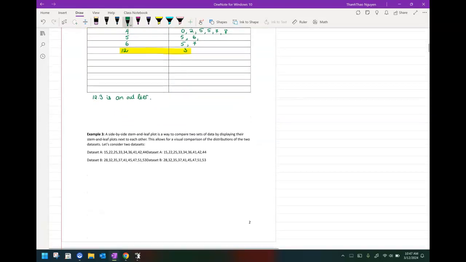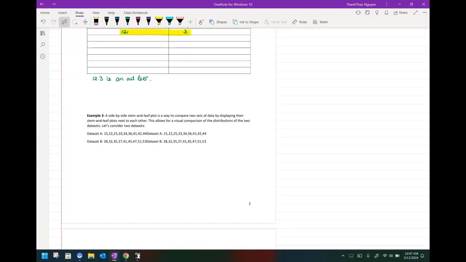Now, we also have a side-by-side stem and leaf plot. It is a way to compare two sets of data by displaying their stem and leaf plots next to each other. It allows for visual comparison of the distribution of the two data sets. Let's consider the two data sets and actually write them down twice. We cross out the A and the other is set B.